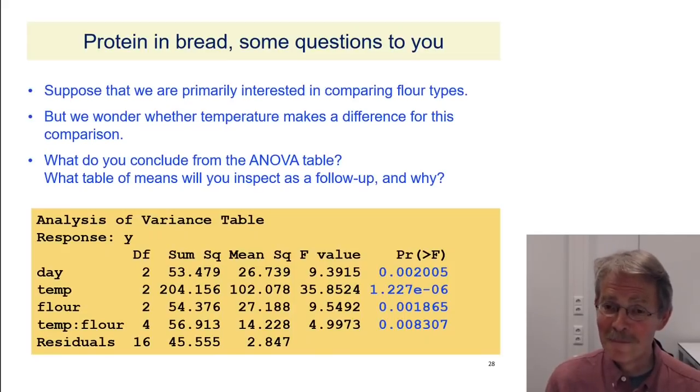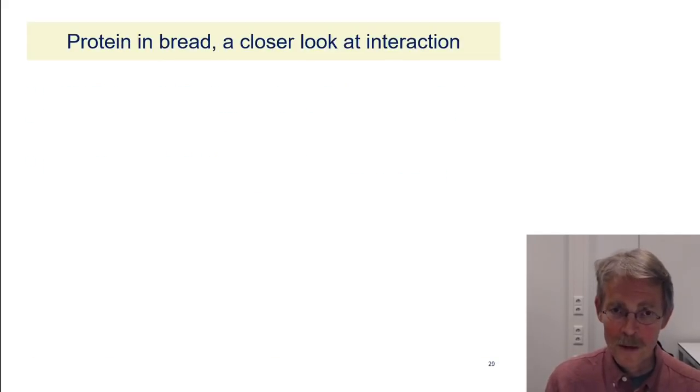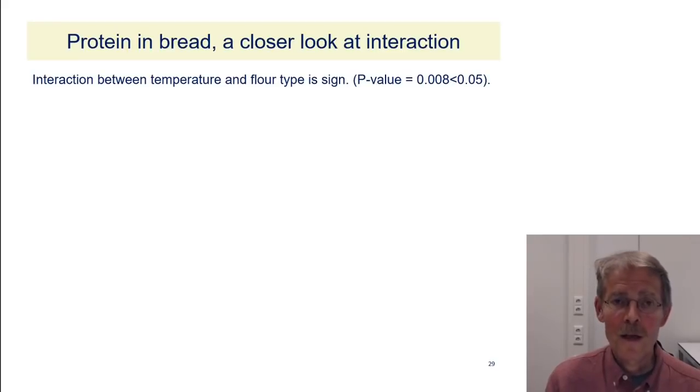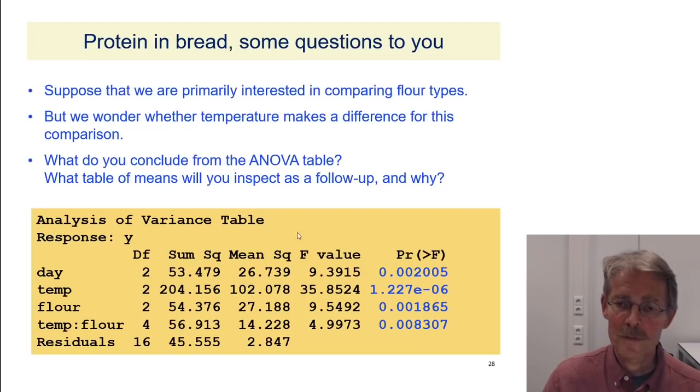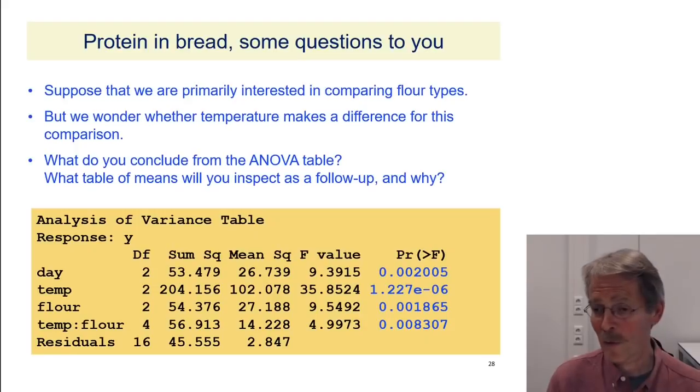Okay, welcome back. Let's have a look. There is interaction between temperature and flour type. If you look here, you will see that there is interaction. That means that the differences between at least some of the types of flour are not the same for all temperatures. So if you would advise on a particular type of flour to use, you have to be careful, because it could be that one type is suitable for one temperature while another type is more suitable for another temperature. We have to look into this.